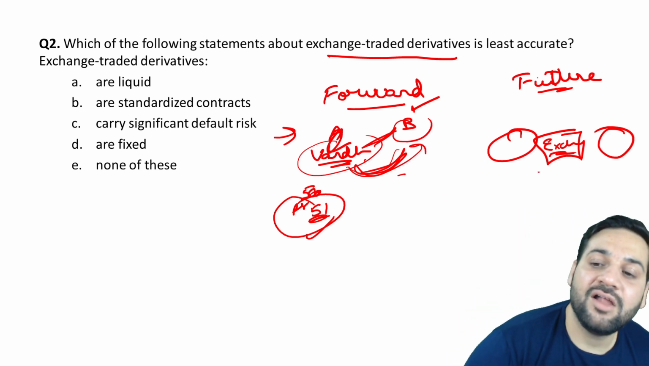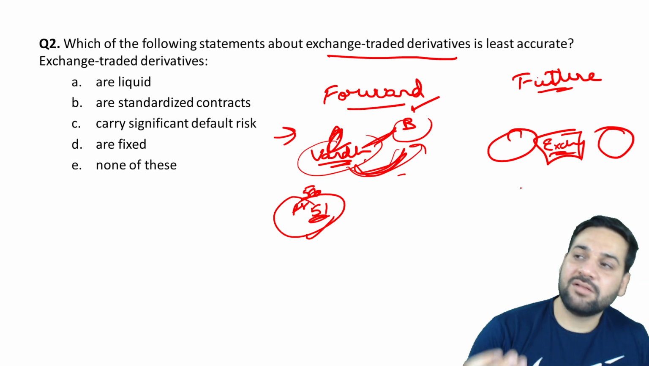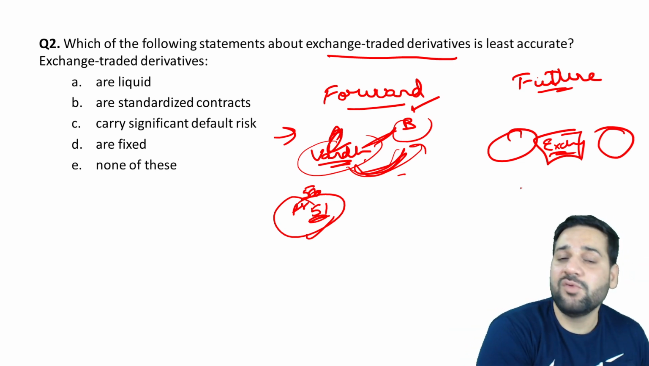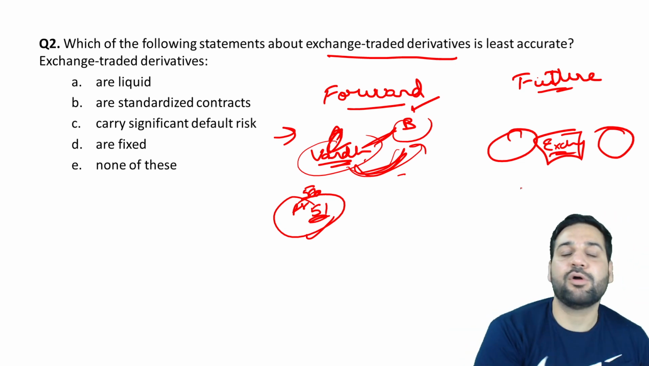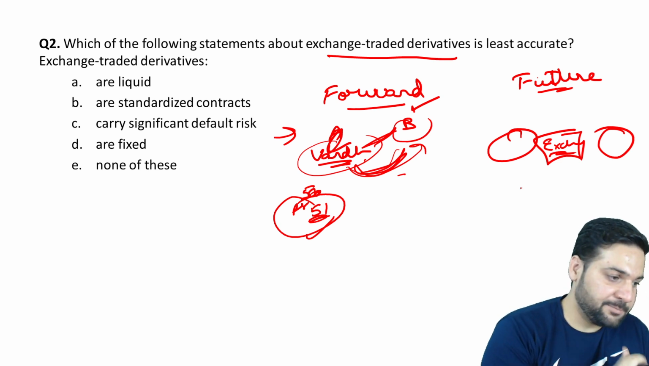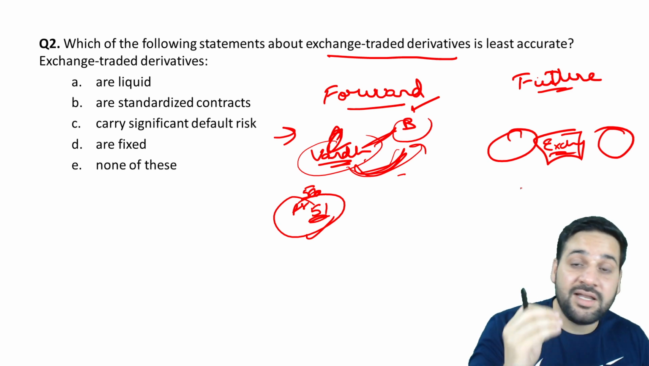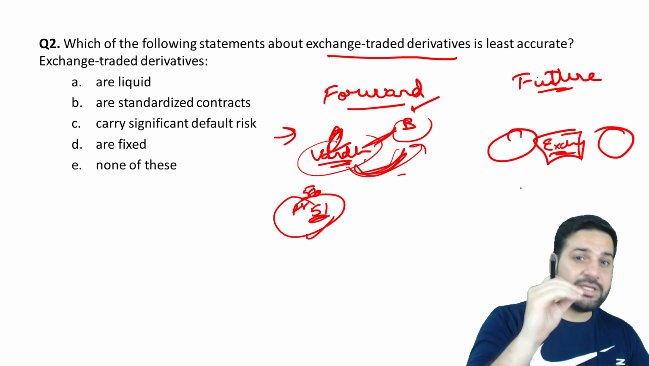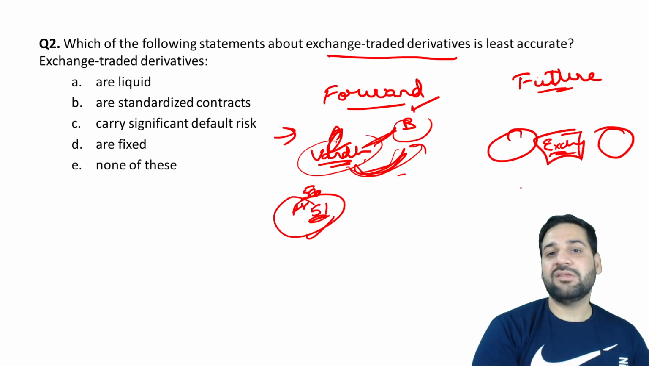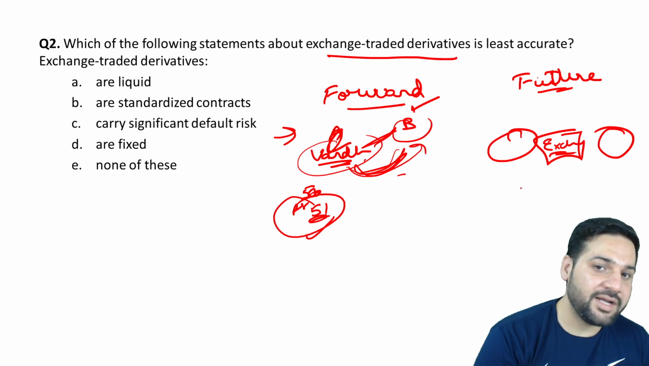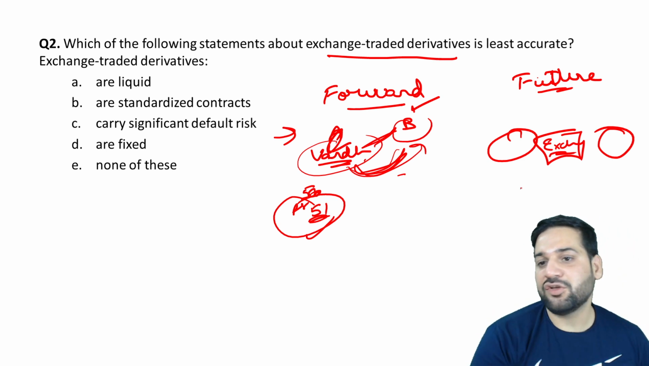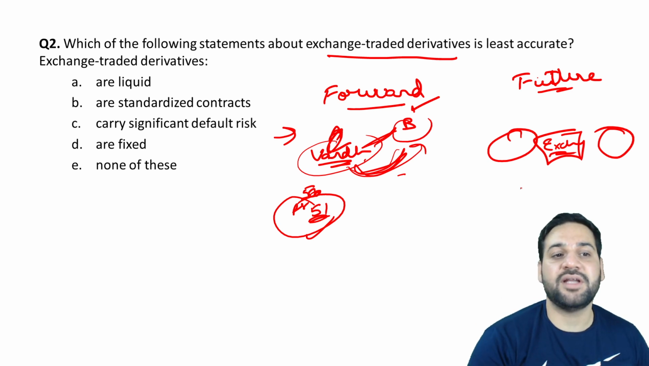Obviously, the contracts would be standardized. Gold futures are standardized. Nifty futures are standardized. There is a proper lot size. Obviously, the exchanges provide the guarantee. There is less chance of default, because the exchange is involved as the guarantor. So these are some benefits of futures or exchange traded derivatives.